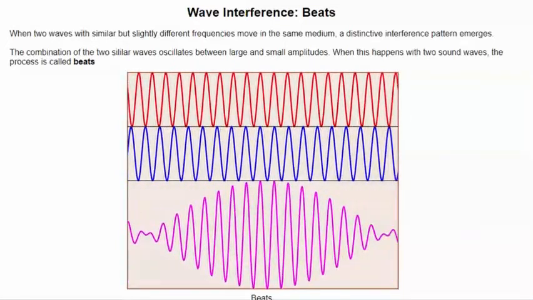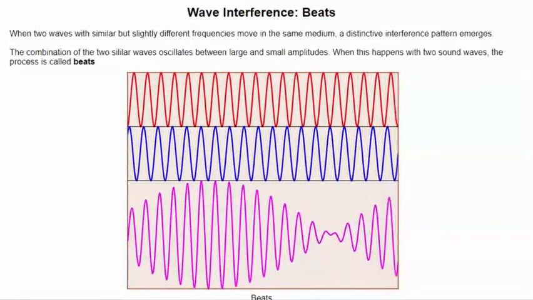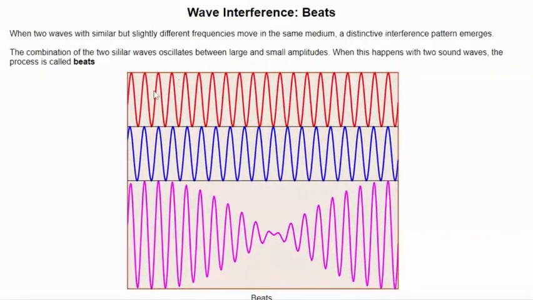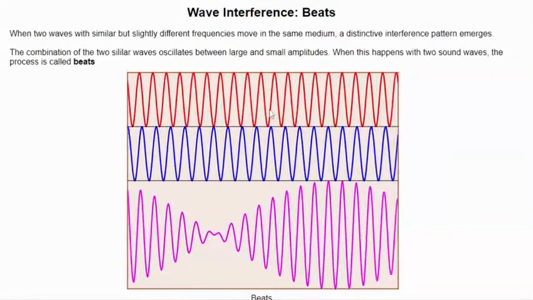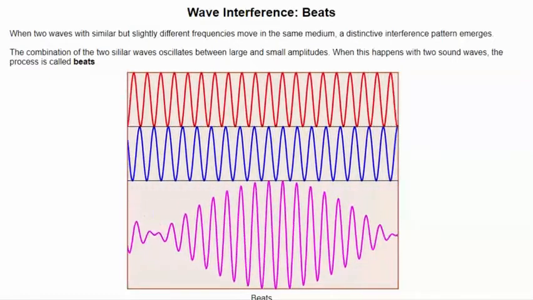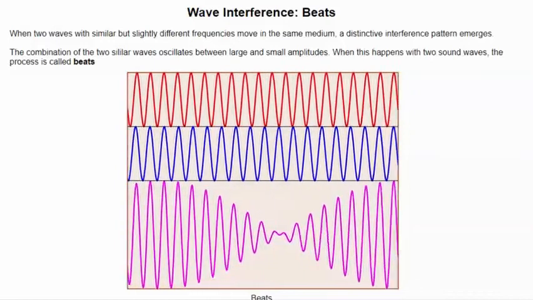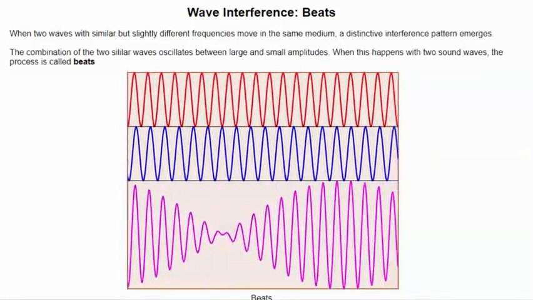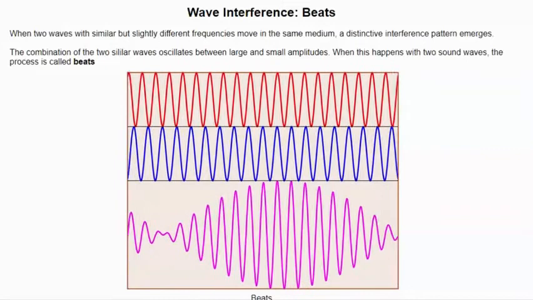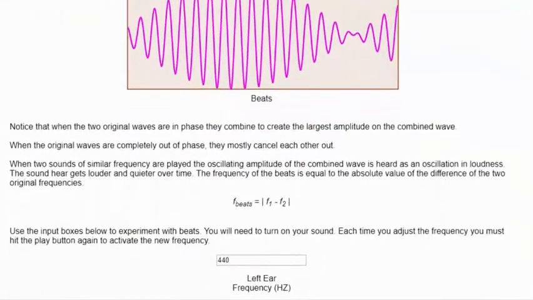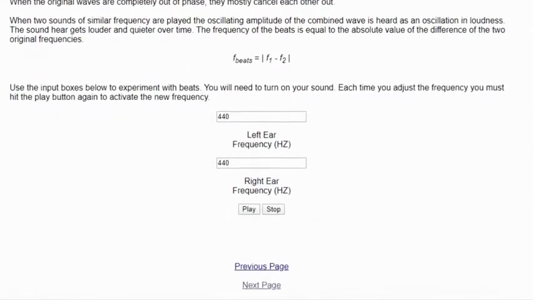And these beats, this loud, soft pattern, has to do with the alternating constructive and destructive interference of two sound waves that are very close to each other, but just a little bit apart. So that's a visual example of what it looks like. Now, what it sounds like when you have these can be demonstrated here.